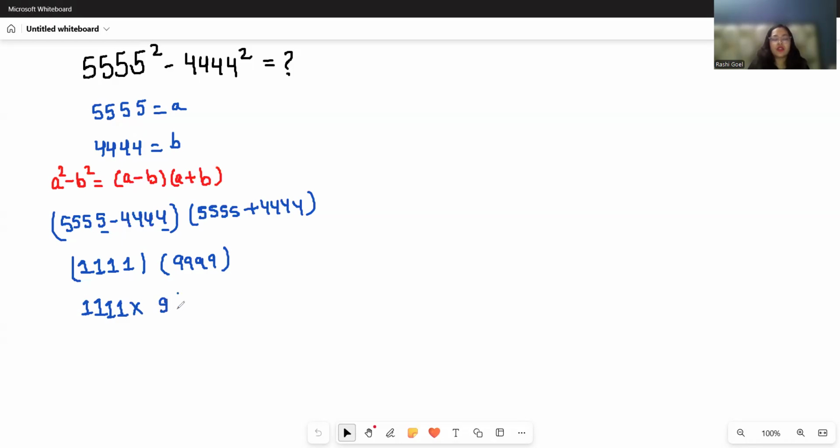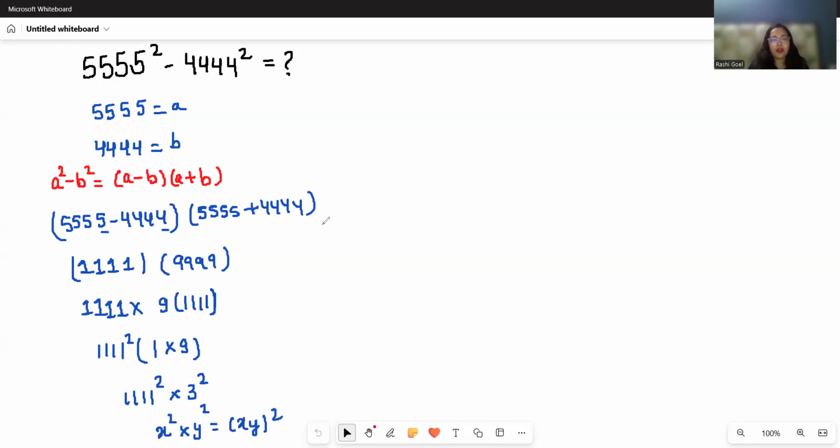9999. If I take 9 as common, so 1111, now I can take this 1111 as common. So what is left? 1 times 9. So this is 1111 square times 9. I can write it as 3 square. Now according to the exponent rule, x square times y square, we can write it as xy whole square. So it becomes 1111 times 3 whole square. So it becomes 3333 whole square.